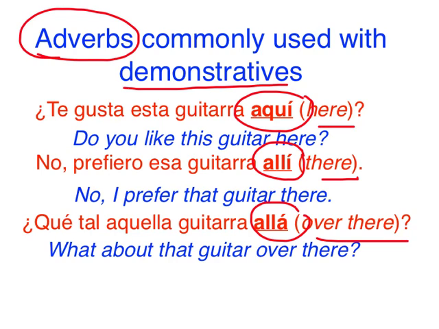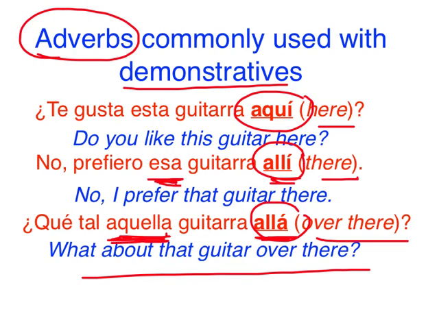No, prefiero esa guitarra allí. That means that guitar is further away from the speaker. Esa guitarra allí. No, I prefer that guitar there. ¿Qué tal aquella guitarra allá? Allá, referring to over there, you use aquella. What about that guitar over there? And so there are 3 common adverbs used with demonstratives: aquí, allí, and allá.